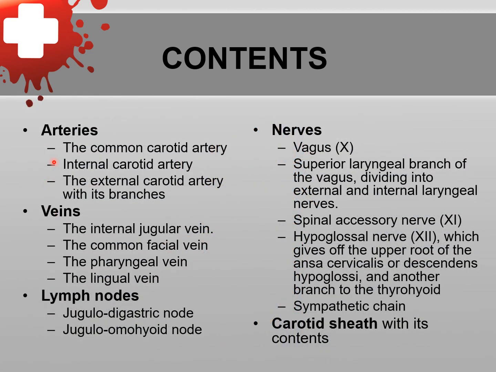Here you can see the list. We have already discussed the arteries, the common carotid, internal carotid, and the external carotid artery, the internal jugular vein with its tributaries, and the nerves, the 10th cranial nerve, that is the vagus, the 11th cranial nerve, that is the spinal accessory nerve, and the 12th cranial nerve, that is the hypoglossal nerve. Also, it contains two pairs of lymph nodes, which are the jugulo-digastric node and the jugulo-omohyoid node.